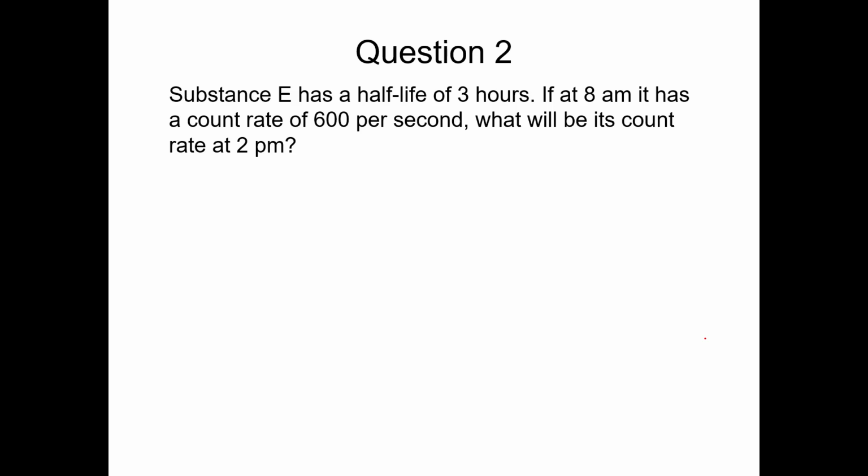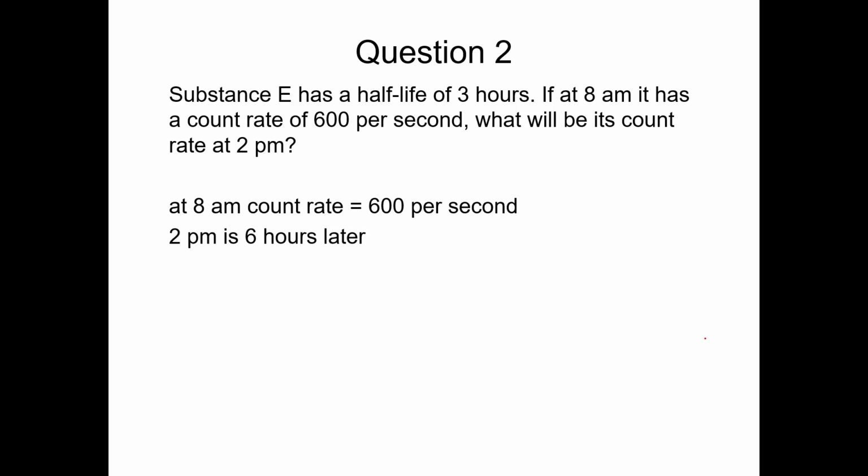p.m. What is the difference between the two? How many hours are there? So begin by getting the number of hours. So from 8 a.m. to 2 p.m. there are 6 hours left. And if the half-life is 3 hours, it means that we shall be having two half-lives.